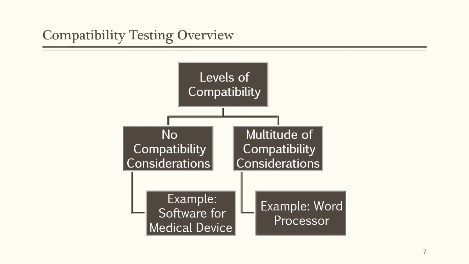The example of multitude of compatibility considerations is word processor. The word processor reads and writes different files from other word processors. It allows multi-users editing over the internet, supports inclusion of embedded pictures and spreadsheets from various applications. So, it will have multitude of compatibility considerations.